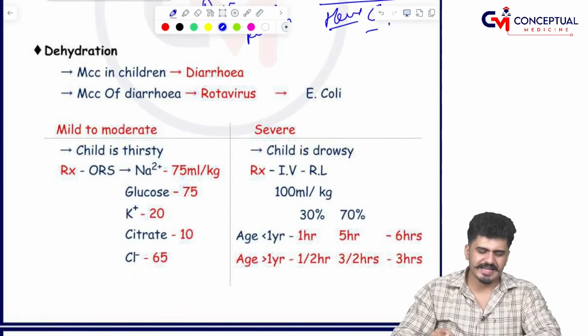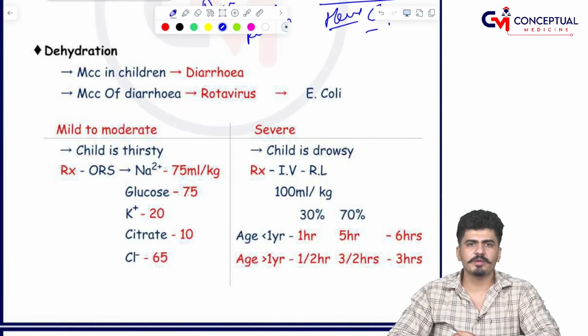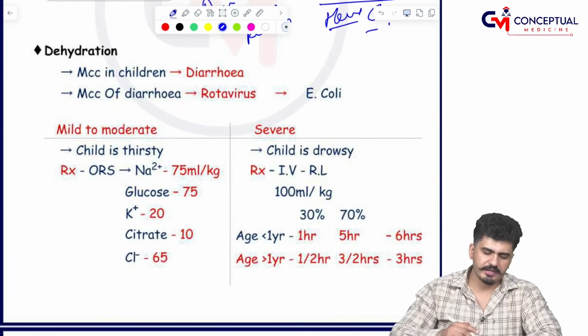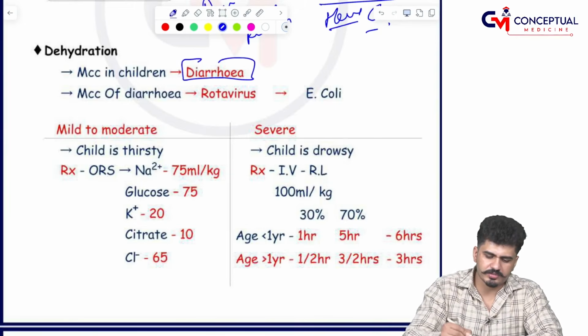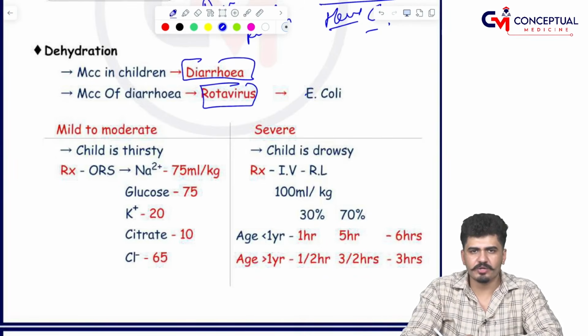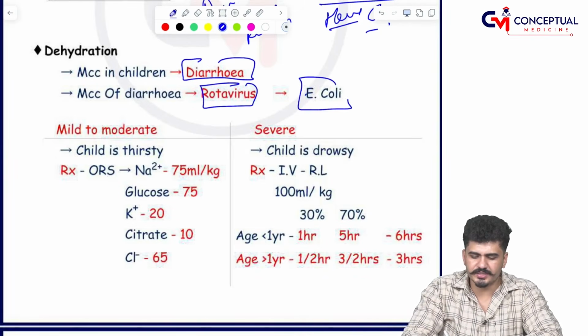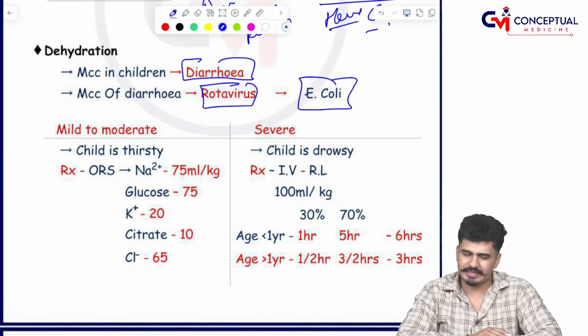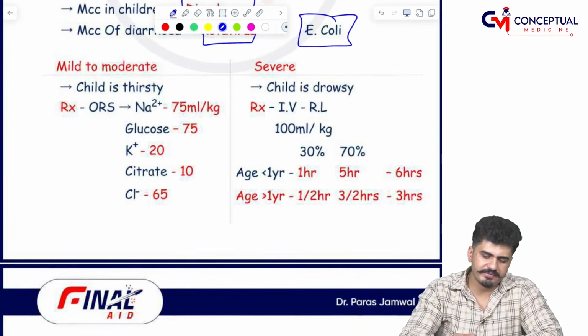My dear friend, next is dehydration. The most common cause of dehydration in India is diarrhea, and the most common cause of diarrhea is rotavirus in children, and in adults, or you can say after the virus, the cause is E. coli. Now mild to moderate and severe dehydration.